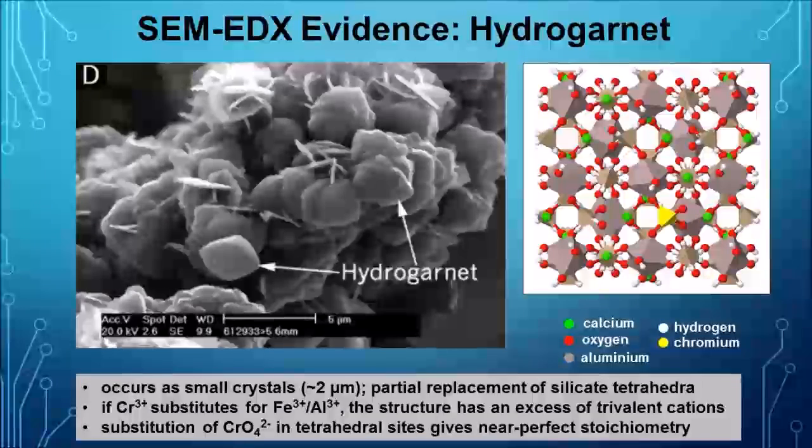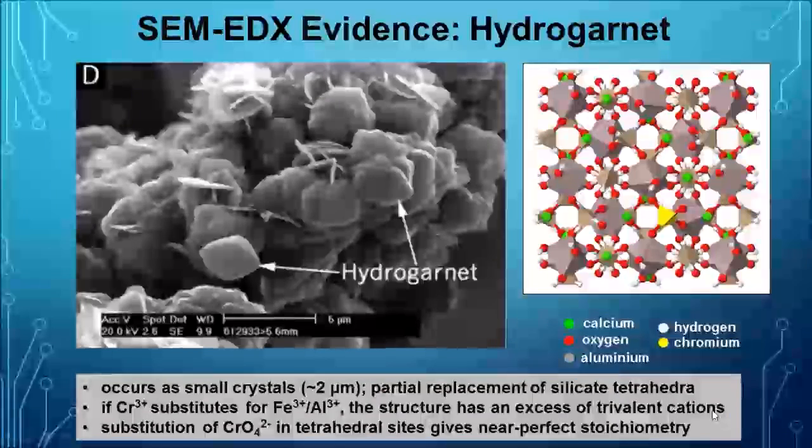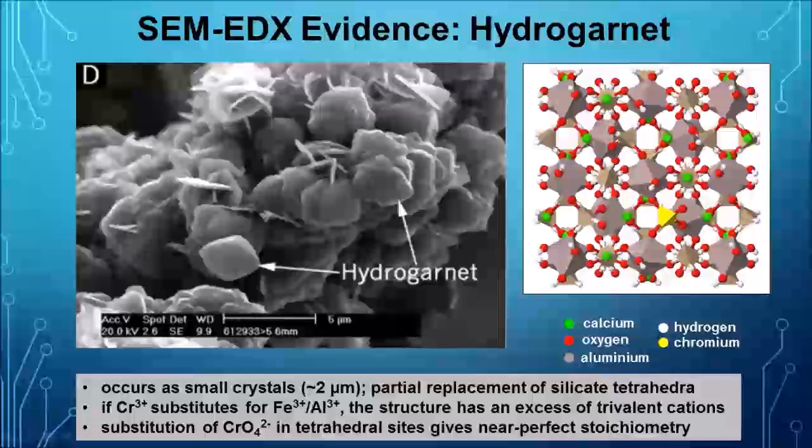And the final one, this is the one that we found hardest, was hydrogarnet, simply because there was very little information in the literature, and the only substitution pattern that had previously been reported was chromium-3 for iron-3 or aluminium-3 in the structure. When we put that into the elemental information that we had and put it all together, we discovered that we had an excess of trivalent cations, so we couldn't get a charge balance for the structure. Only by allowing chromate to be present in the tetrahedral sites could we get a good stoichiometry for the hydrogarnet. And there's an example here of the chromium in the tetrahedral site.